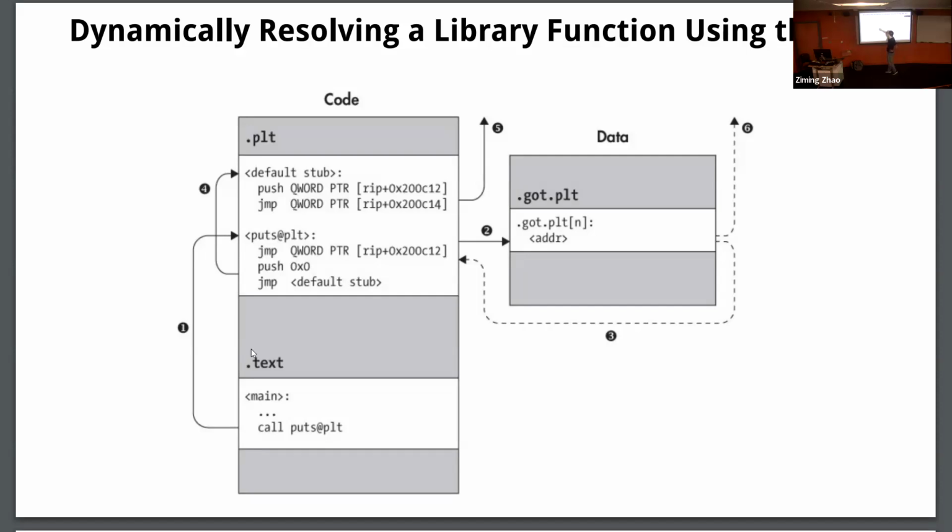This is code, this is table. If there is no address in the table, then it knows that it doesn't know the address yet. Then it will go to a default stub here, which will try to resolve the address and put the address here. Then make a function call to this address again.